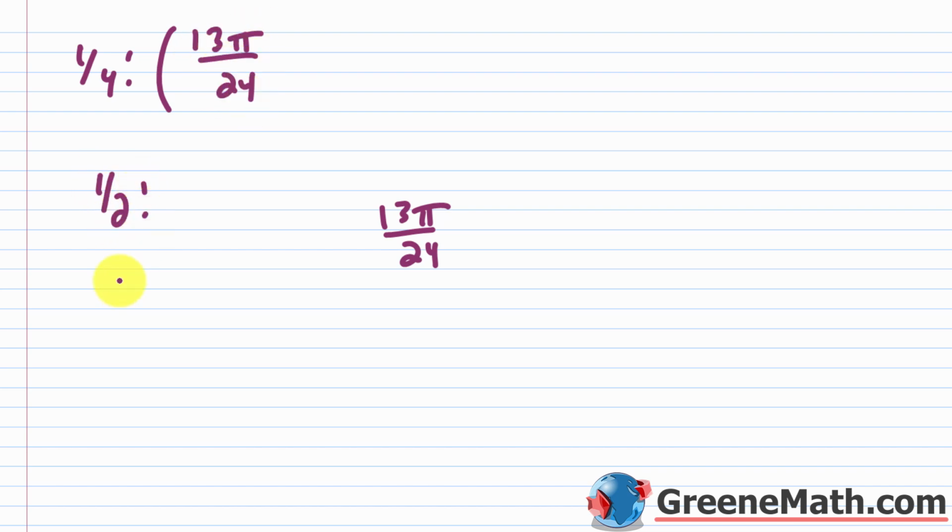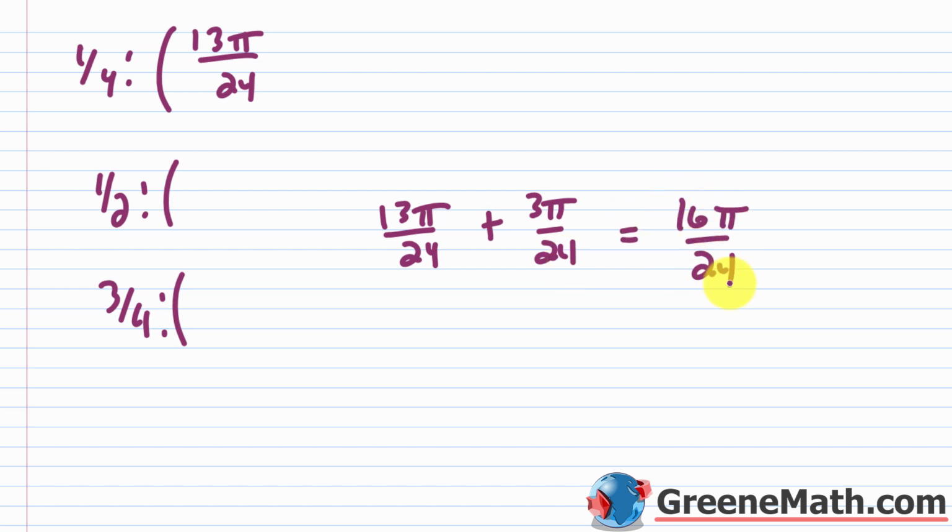And then we need halfway and then 3/4. Put that up there. So you're going to keep adding, again, 3 pi over 24. That's just pi over 8 with a common denominator. So this would give me 16 pi over 24. Now if you want to simplify that, 16 divided by 8 is going to be 2, and 24 divided by 8 is 3. So this would be 2 pi over 3. And then I'm just going to keep it in this form.